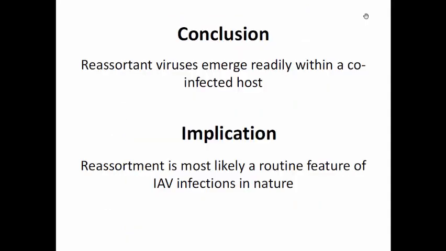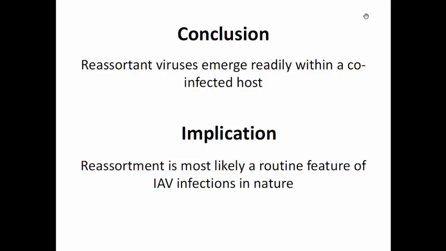Right, so we can conclude that reassortant viruses emerge readily within a co-infected host. And I think this tells us that rather than being an episodic event which occurs when conditions permit, reassortment is most likely a routine feature of influenza A virus infections in nature.